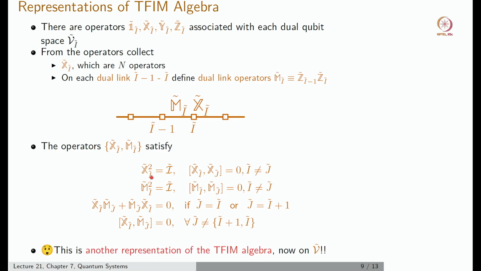Okay, so we have got a different representation of the algebra that was the algebraic content of the transverse field Ising model. Now, the representation space is the dual Hilbert space, the tensor product of all the dual qubit Hilbert spaces.